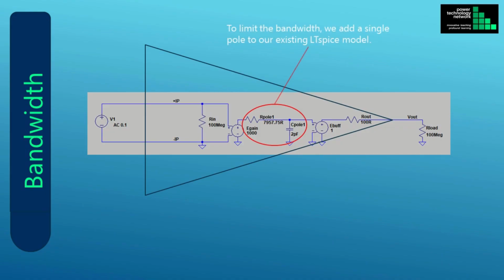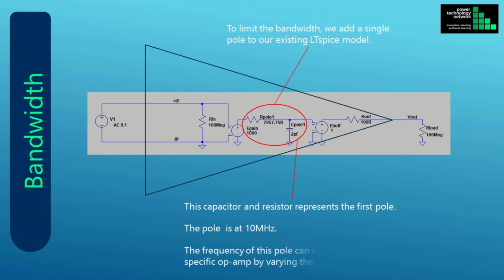To limit the bandwidth of the ideal op-amp, a single pole is added to our LT-SPICE model. R pole 1 and C pole 1, with the values as shown, make up the low-pass network for the first pole. For this example, the pole is at 10 MHz. The frequency of this pole can easily be adjusted to match that of a specific op-amp by adjusting the values of R pole 1 and C pole 1.